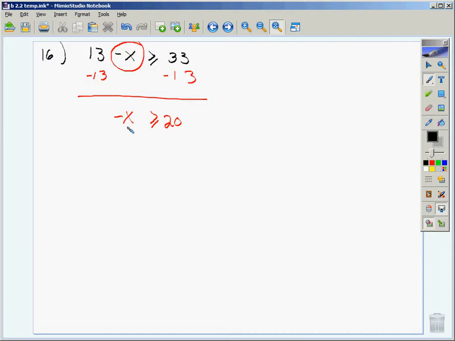I don't want to solve for a negative x. It's implied that it's a negative 1. I have to divide both sides then by a negative 1. When I divide by a negative, I have to flip my inequality. My positive divided by a negative becomes a negative.